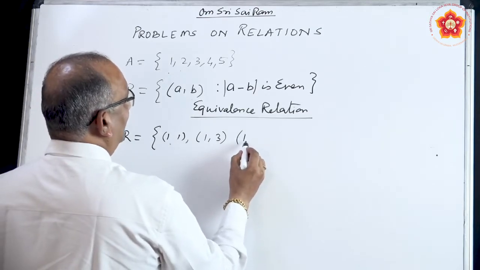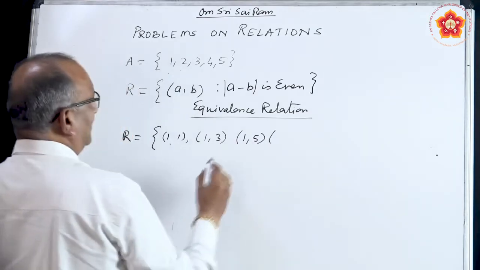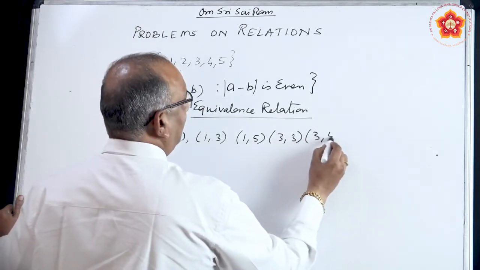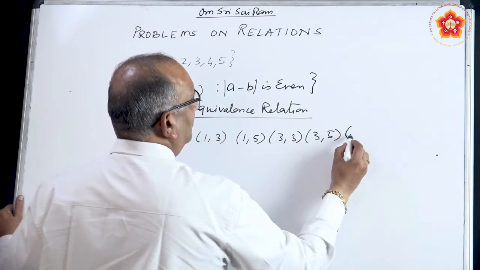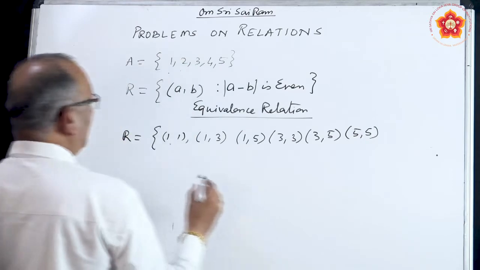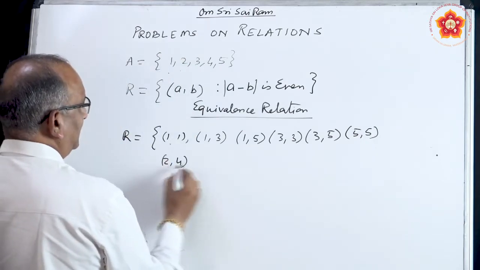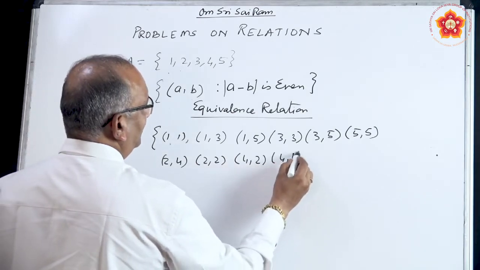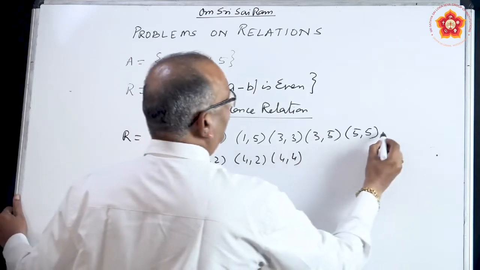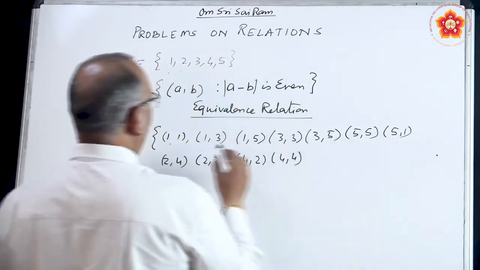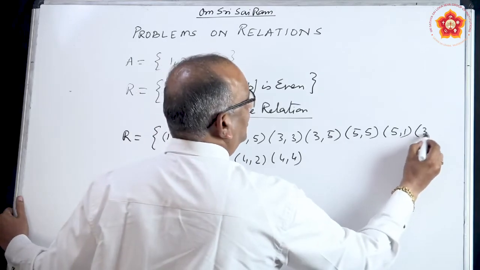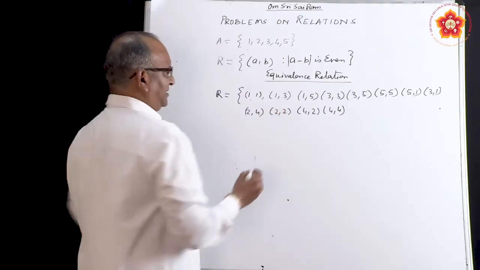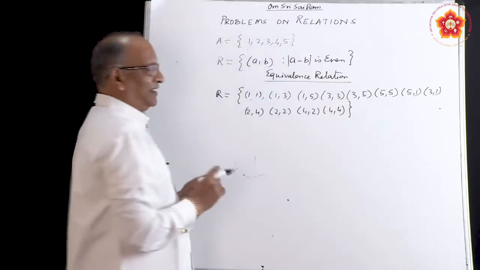(1, 5). Begin with 3: (3, 3), (3, 5), (5, 5), (2, 4), (2, 2), (4, 2), (4, 4). (1, 5) we have, we can also have (5, 1). (1, 3) we have, we can also have (3, 1). So these are the elements in the set of the relation.